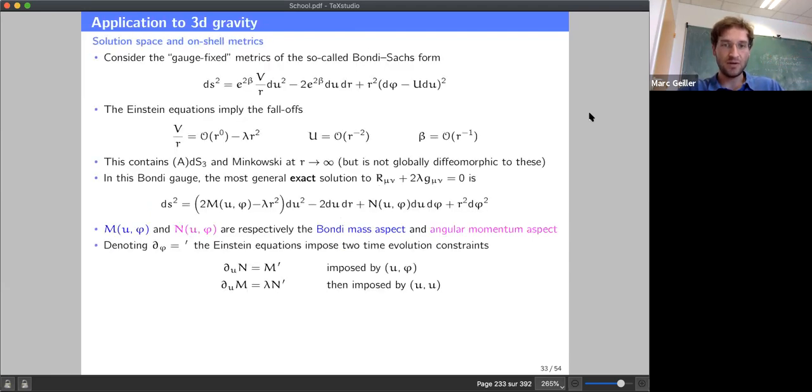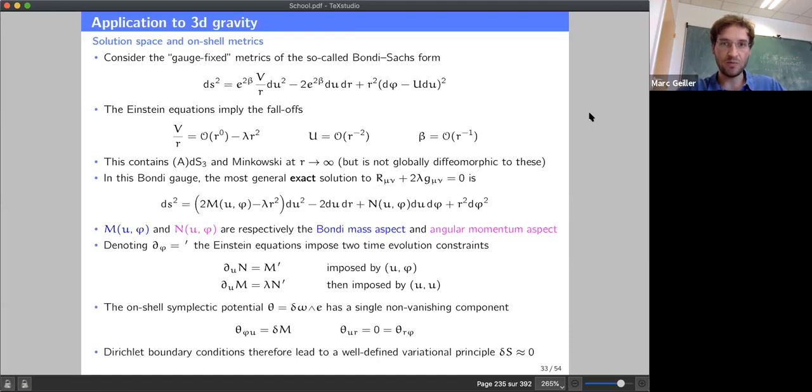So we mentioned these solutions, so I go through this a bit quickly, in so-called Bondi gauge. What is important on this slide, as we explained already, is this line element written in the middle. And this line element, as we see, depends on two functions of retarded time u and the angular coordinate phi. And these are the 3D analog of the so-called Bondi mass aspect and the angular momentum aspect. So we said that these are exact solutions to three-dimensional gravity, a family of solutions parameterized by these two free functions.